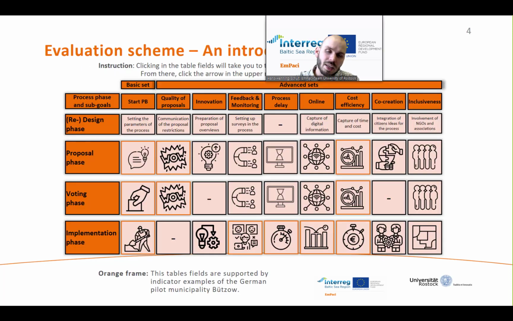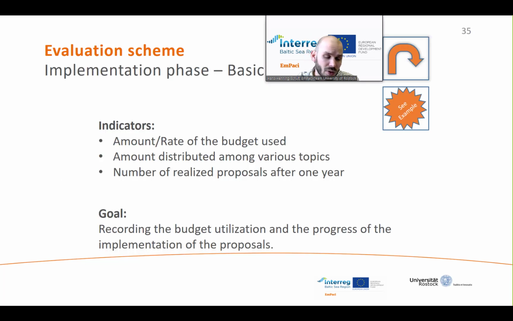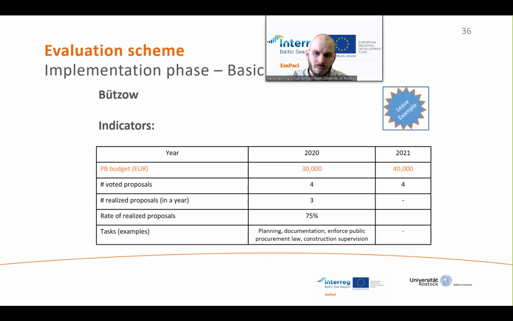Alright, from that we can look at the implementation. I already talked about it: the number of realized proposals and the amount of distributed budget to these proposals are the main indicators for the implementation phase. What we see from the Bützow results is that in 2020, from the 30,000 euros, just 3 or 4 voted proposals were realized. So we have a 75% rate of completed or realized projects or proposals.